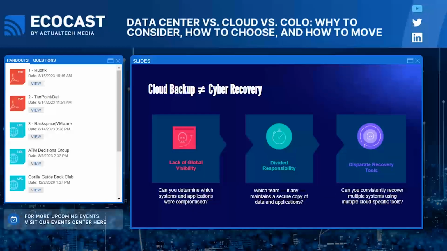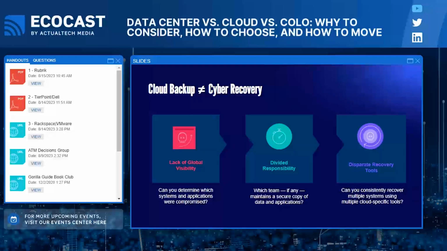So the main idea around this is there's typically a lack of global visibility, right? Can you determine if you were impacted by a cyber event, which systems and applications were compromised, and be able to do that across the estate? And at the end of the day, which teams are responsible for maintaining secure copies of that data and that application, knowing that each deployment model could have different personas that are responsible for the data itself.